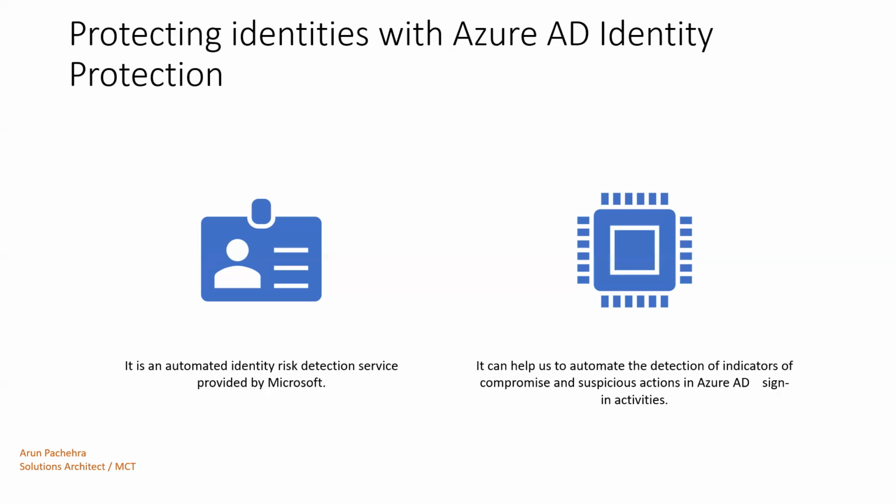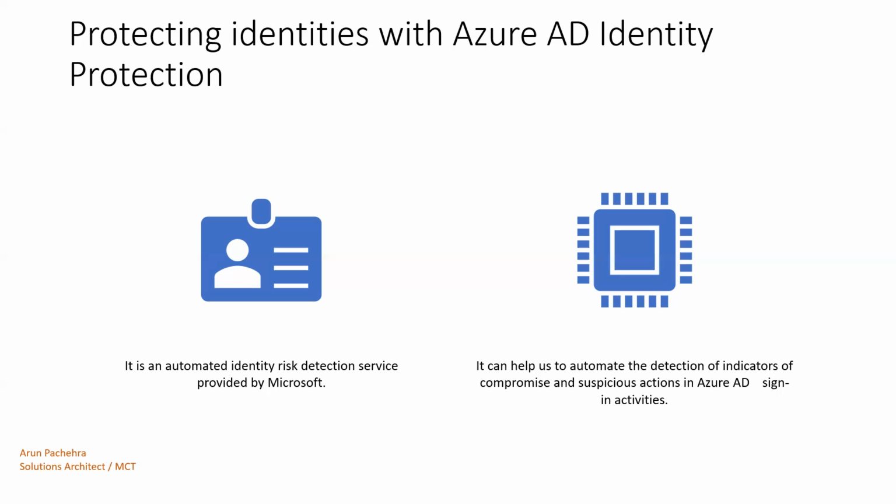The issue is that manual analysis to uncover these types of incidents involves a lot of effort and may not even be practical, right? That's why we need a service like this, which works on machine learning, and all the information feeds in and it can detect on the basis of patterns, right? This is where Identity Protection comes in. It can help us automate the detection of indicators of compromise and suspicious actions in Azure AD sign-in activities.